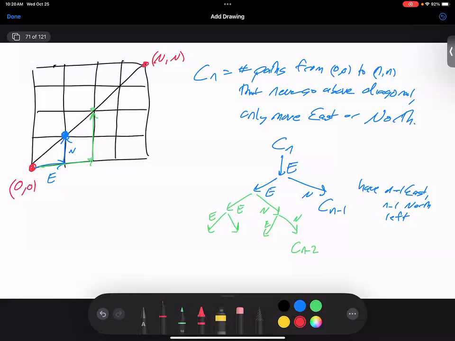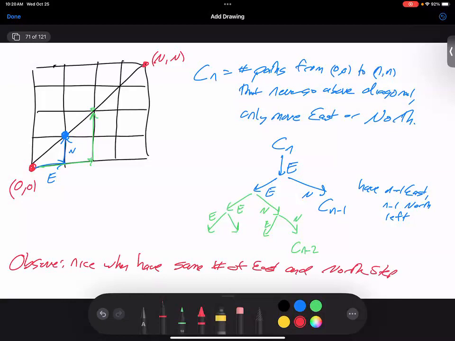So, observation. It's nice when we have the same number of east and north steps. So what happens when you have the same number of east and north steps? Where will you be? Along the diagonal. So that moves us to the diagonal. So maybe that's a good way to study things.